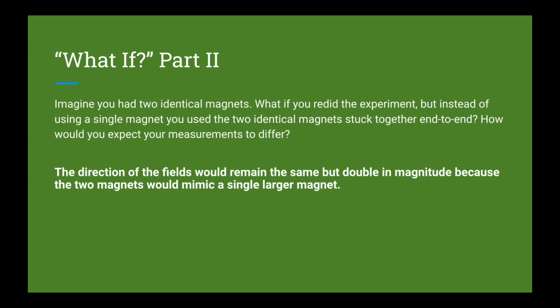If we instead had two identical magnets stuck together end to end, the measurements would differ, although the direction of the fields would remain the same. Instead, they would double in magnitude because the two magnets would mimic a single larger magnet.